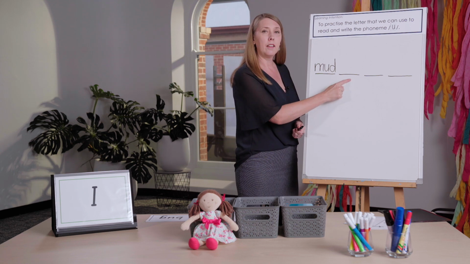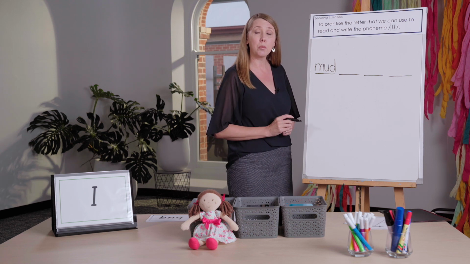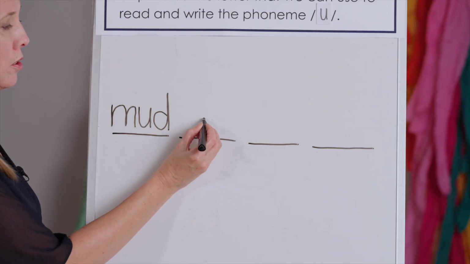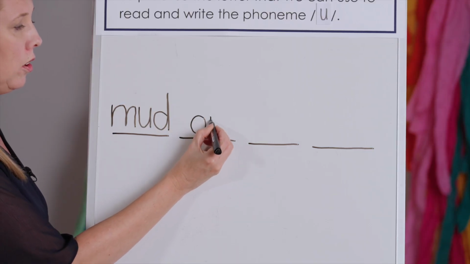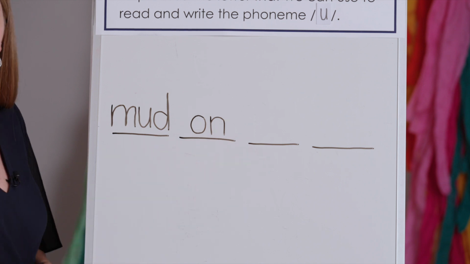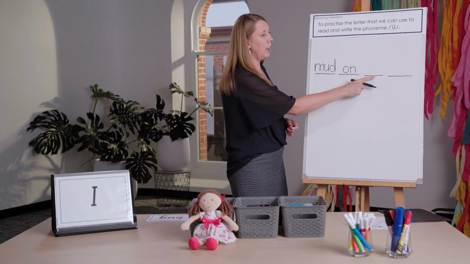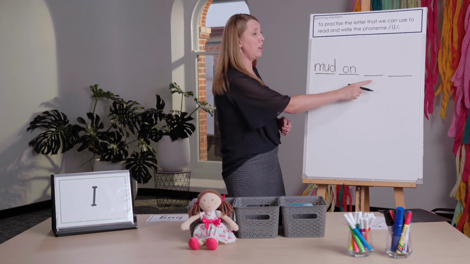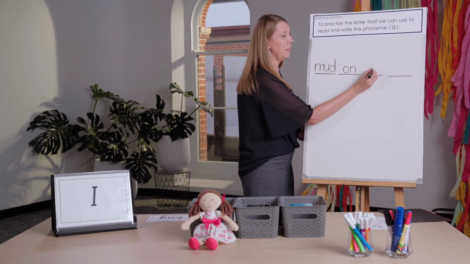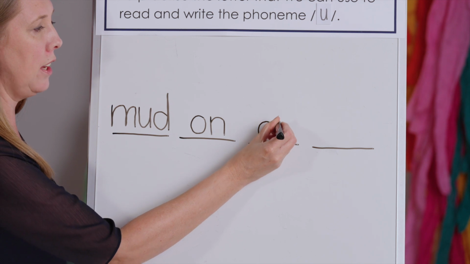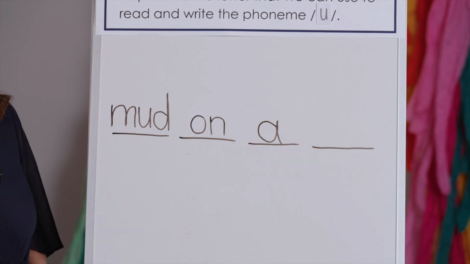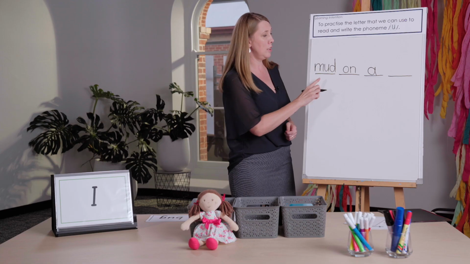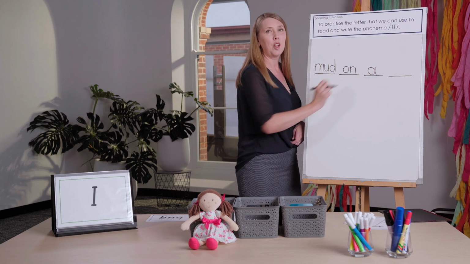What's the next word in our sentence? Mud. That's right, it's on. Can you write the word on? Say the phonemes as you're writing it. O, n, on. Our next word is a tricky word that we have already learnt how to write. It's the word a, mud on a. Let's write the word a. And our last word is mud on a rug.